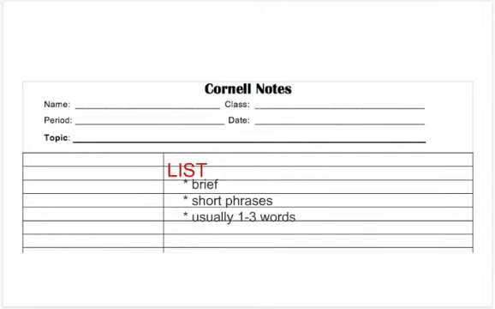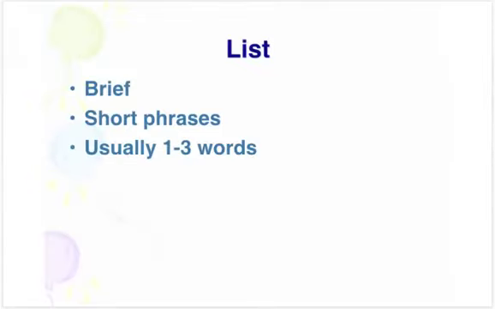And then for the information that relates to the topic list, I have bullets here that I've used to show that there are 3 different things I need to know about the list topic. And then I just wrote in normal writing brief short phrases, usually 1 to 3 words. So let me go back to that slide and give you a chance to write that down. And remember, if I go too fast, just pause it and then you can start it again.